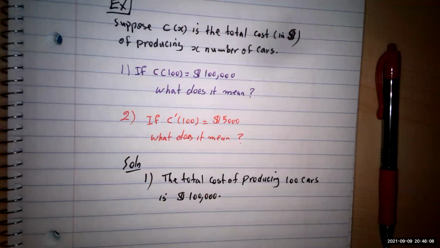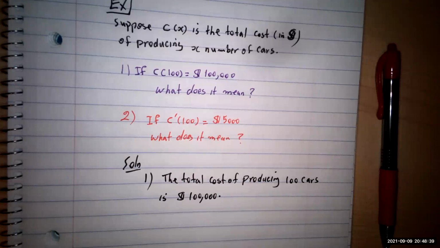Okay, let's see. Do it word by word. What is the meaning of prime? The derivative in this case. The prime is what? It's the rate of change. Rate of change of what? Of the value of your function. What is your function? Cost function. So C prime means rate of change of the cost function. Rate of change of producing, okay, the function, if you like.